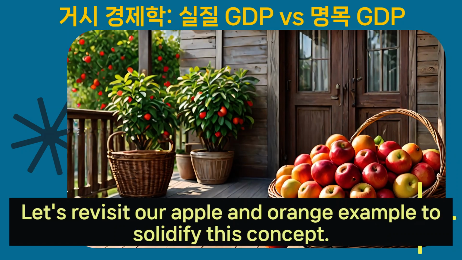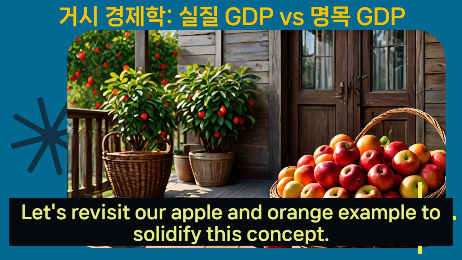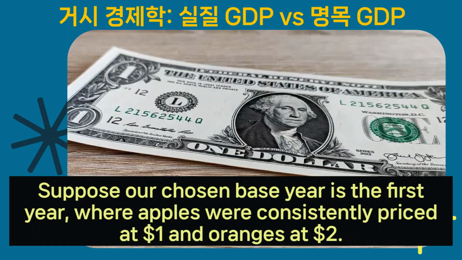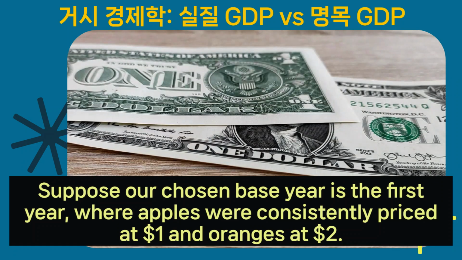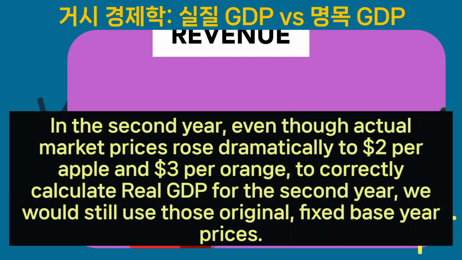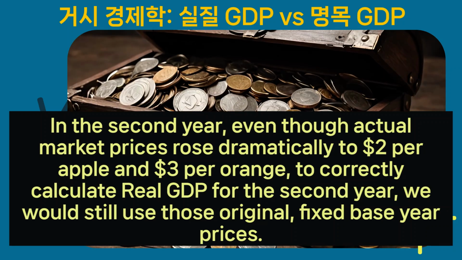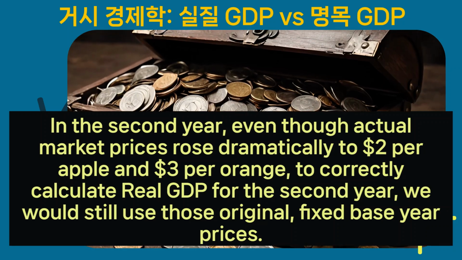Let's revisit our apple and orange example to solidify this concept. Suppose our chosen base year is the first year, where apples were consistently priced at $1 and oranges at $2. In the second year, even though actual market prices rose dramatically, to $2 per apple and $3 per orange, to correctly calculate real GDP for the second year, we would still use those original fixed base year prices.